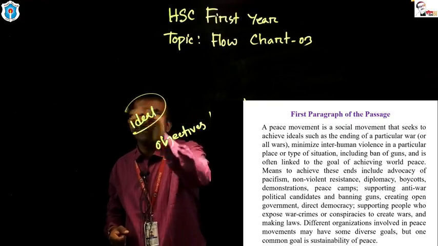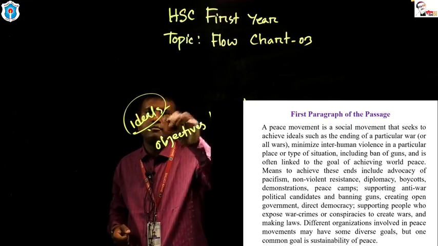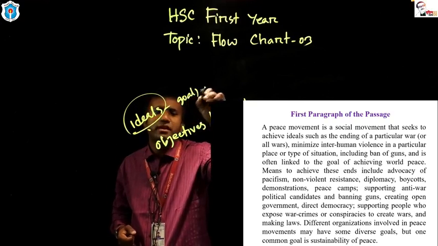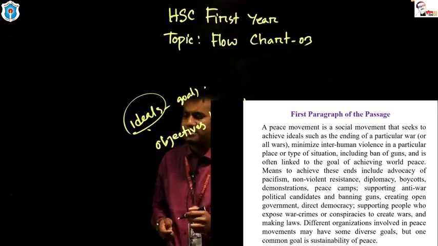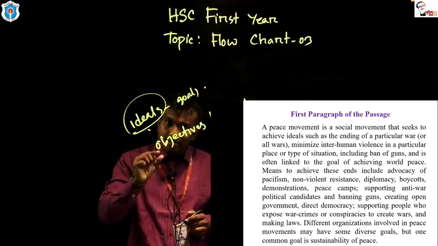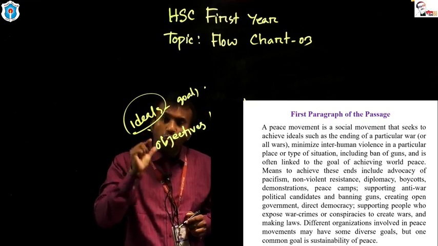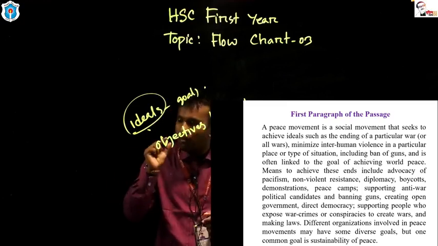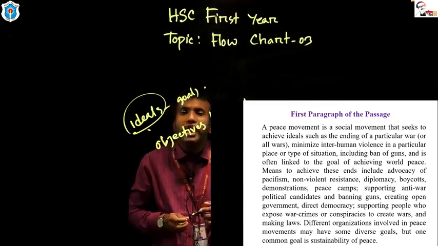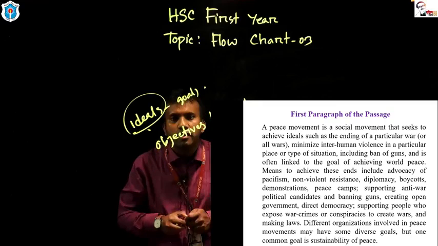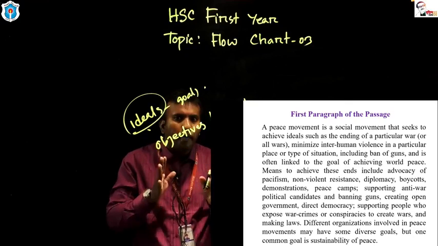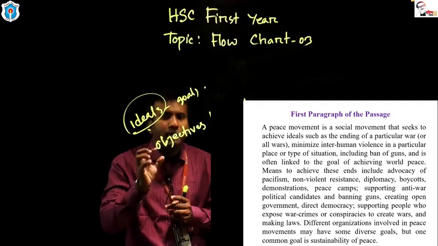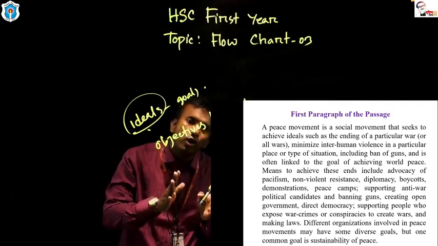here in ideals means you can say goals, you can say objectives, you can say targets. So a peace movement has some definite targets or goals or ideals. The first ideal of a peace movement is to end a particular war. The first objective of peace movement is to end a particular war or all wars.